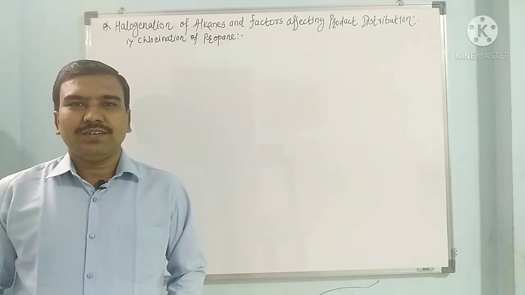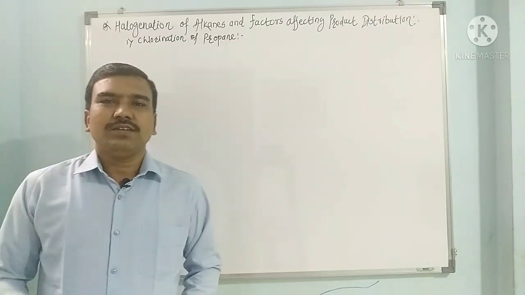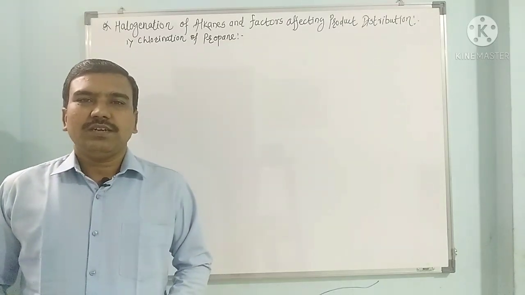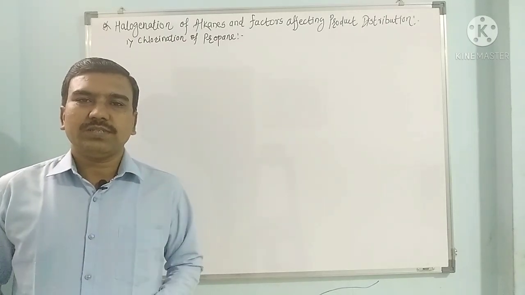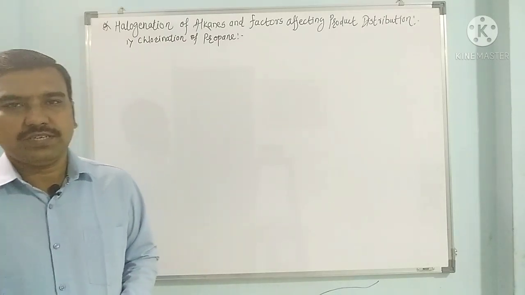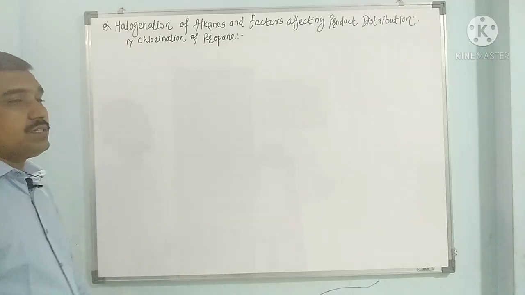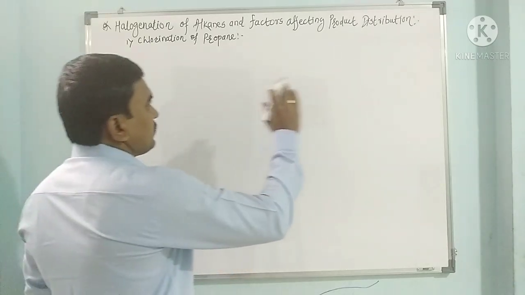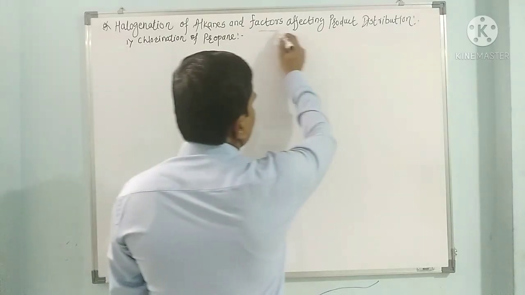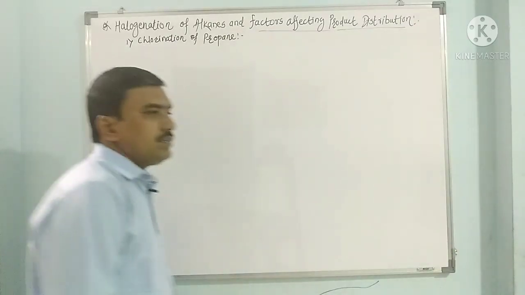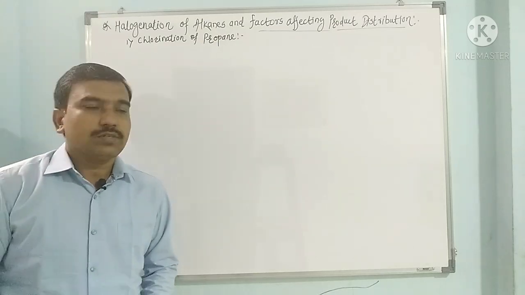Hello friends, in the earlier video we have seen preparation of alkanes and halogenation of alkanes, in which we saw the first example, that is chlorination of methane. Now today we have to see halogenation of the next alkanes and the factors affecting product distribution. So which factors affect the formation of the product?